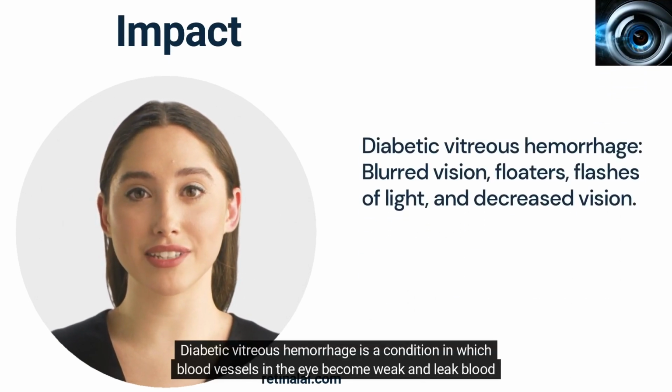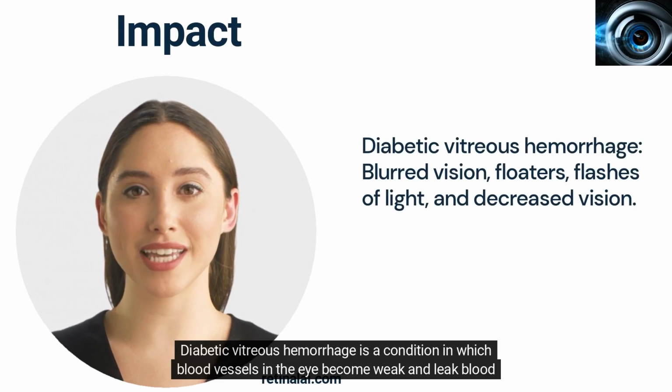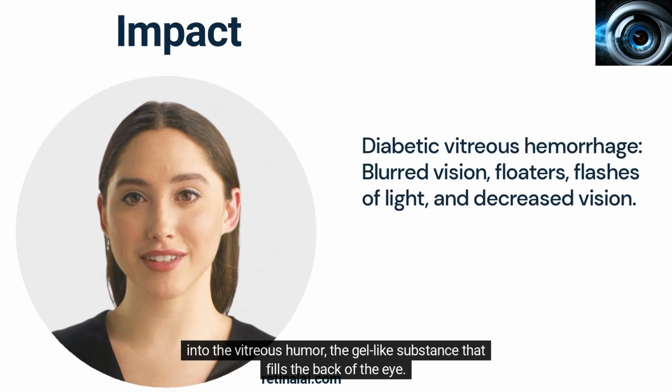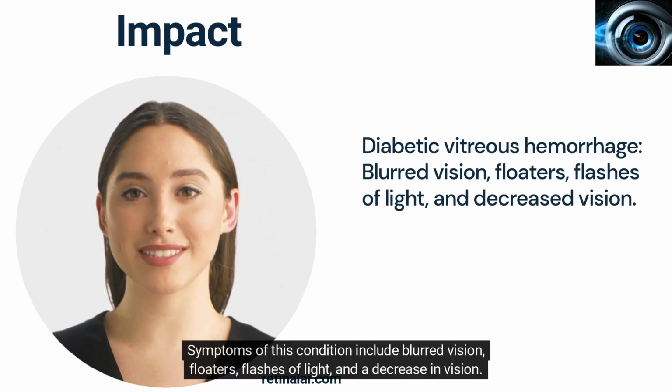Diabetic vitreous hemorrhage is a condition in which blood vessels in the eye become weak and leak blood into the vitreous humor, the gel-like substance that fills the back of the eye. Symptoms of this condition include blurred vision, floaters, flashes of light, and a decrease in vision.